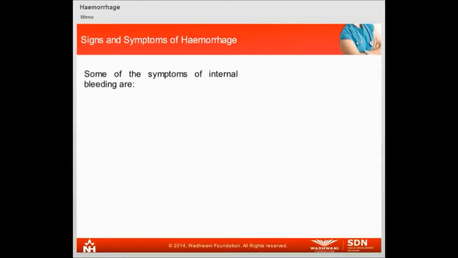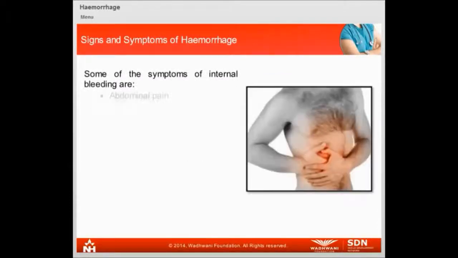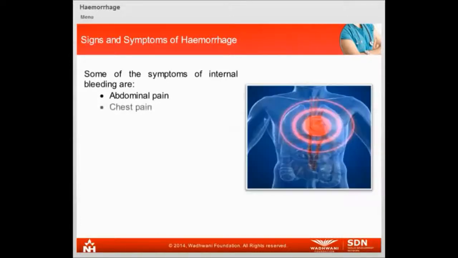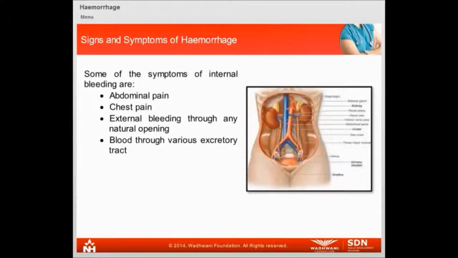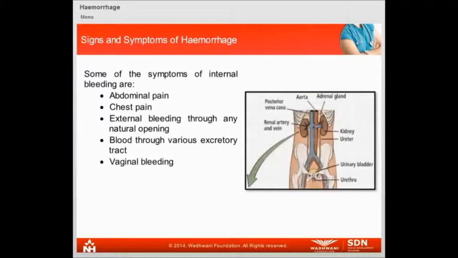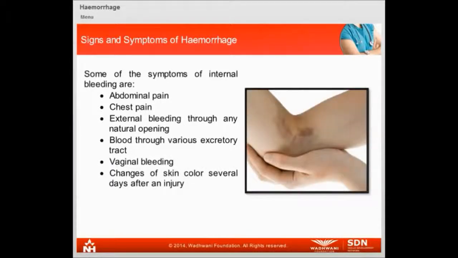Some of the symptoms of internal bleeding are abdominal pain, chest pain, external bleeding through any natural opening, blood through various excretory tract like blood and stool, urine or vomit, vaginal bleeding, changes of skin color several days after an injury.